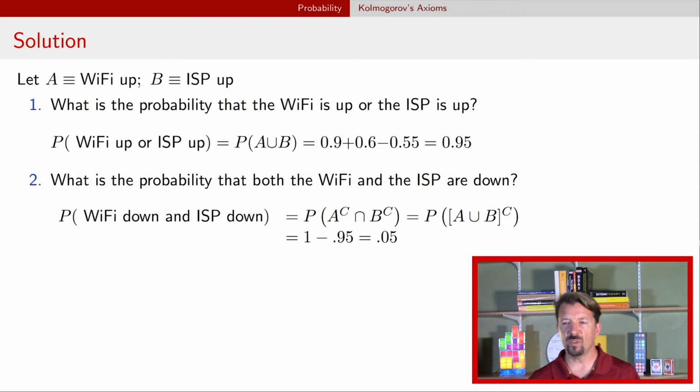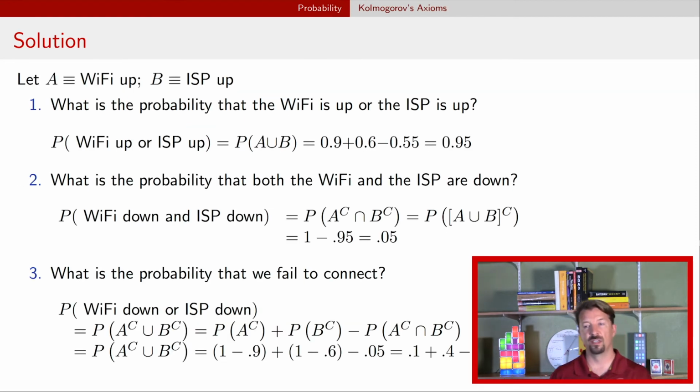All right, what is the probability that both the Wi-Fi and the ISP are down? So one way to solve this is say, okay, well we have these events or sets that are that both of them are up, and we can take their complement. That's the event that they're down. So we have A complement and B complement, and now we're combining them using the word and. So we need the intersection. So we have A complement intersection B complement. By De Morgan's law, that inside the parentheses for the probability, that is just A union B complement. And so we calculate that in step 1. So here we can take 1 minus 0.95 and find out that 5% of the time they are both down.